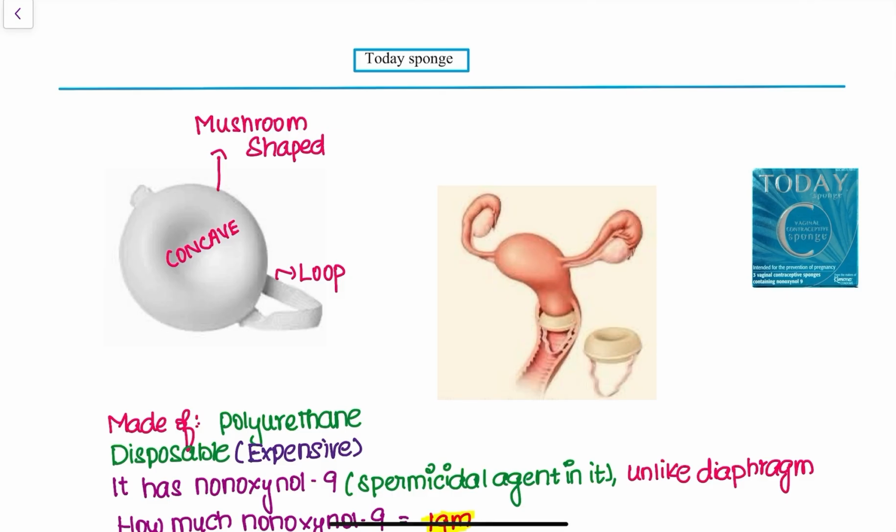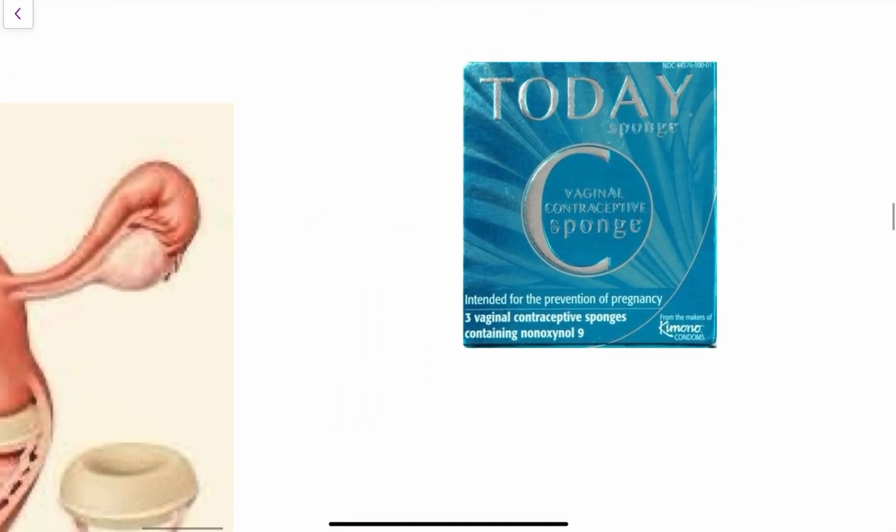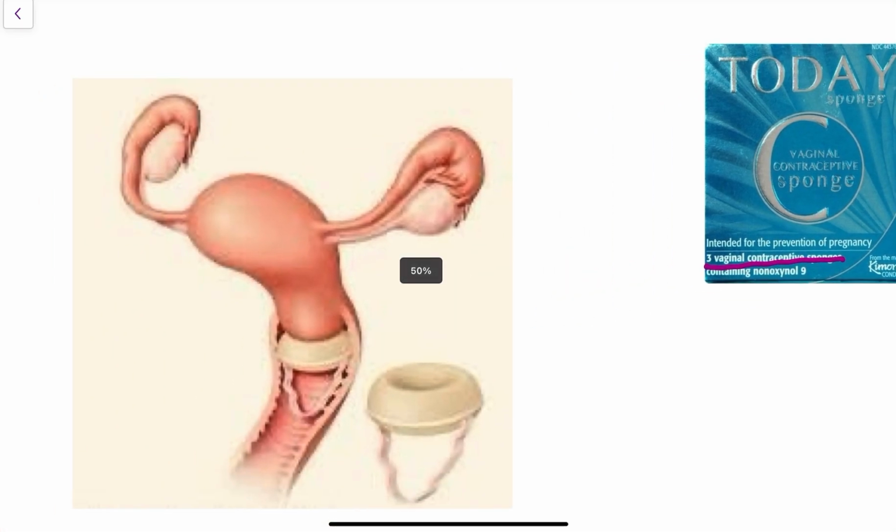So now we are starting with Today's sponge. As you can see in this image, this is the shape of the Today's sponge. It is similar to the shape of a mushroom, so it is called a mushroom shaped device which has a concave surface, and this device comes with a loop in itself. The major function of this loop will be dealt with later on. But as of now, you can see that it is circular in shape, similar to a mushroom.